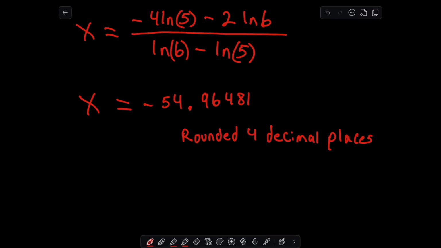And if you calculated this out, you would get negative 54.96481, and this would be rounded to 4 decimal places.